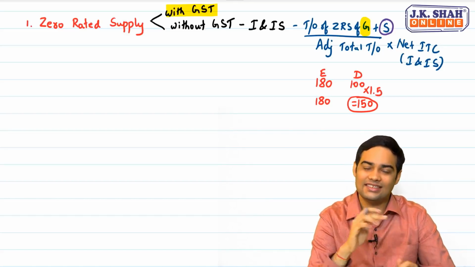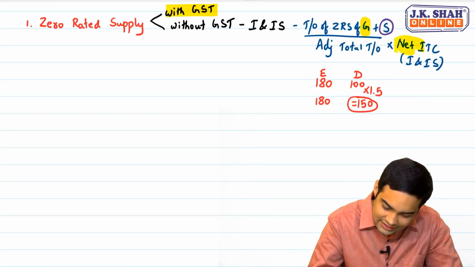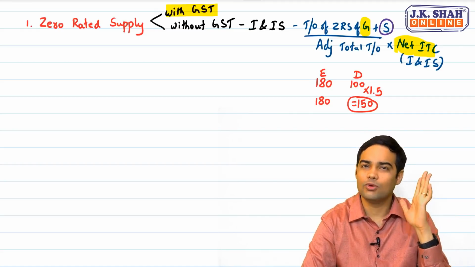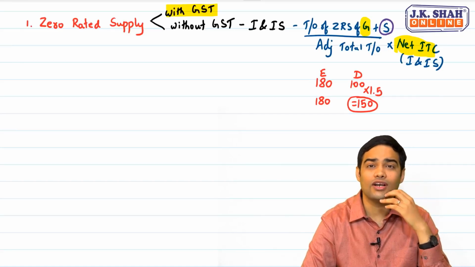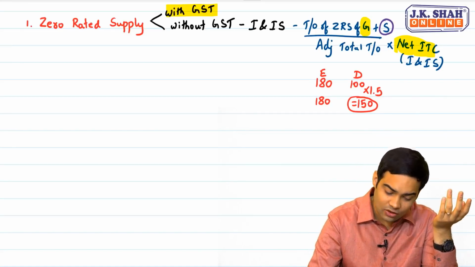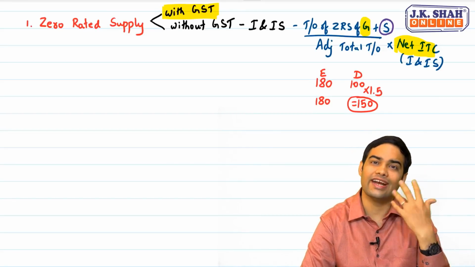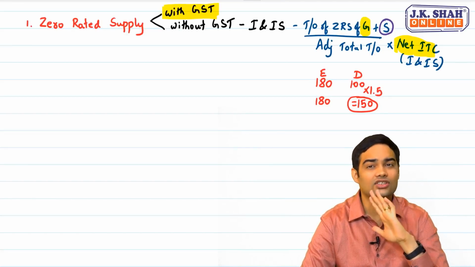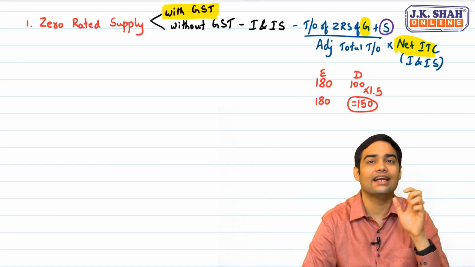Now, let's try to understand the meaning of net ITC. Net ITC is input and input services. Capital goods is not included here. Sir, suppose I want a refund of tax paid on capital goods. In that case, you better go with payment of GST. That's how you will be able to convert your entire ITC into cash. Otherwise, it is not possible to convert that capital goods ITC into cash.